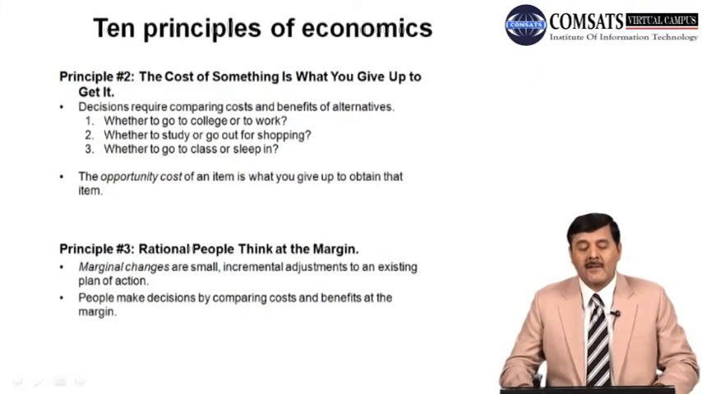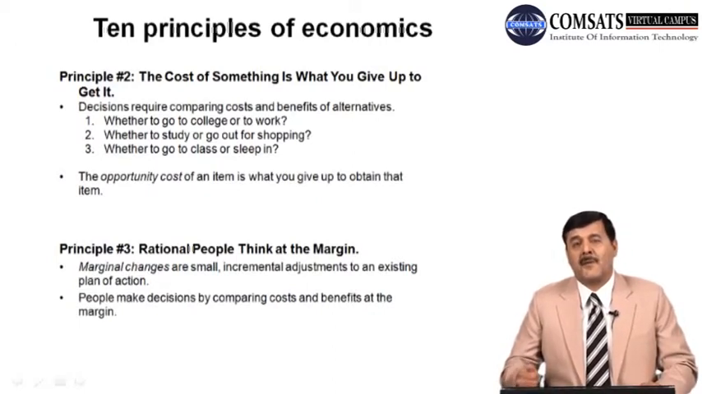Principle two: the cost of something is what you give up to get it. Here comes the concept of opportunity cost. It requires comparing costs and benefits, for example, whether to go to college or to work, whether to study or go out shopping, whether to go to class or sleep in. The opportunity cost of an item is what you give up to obtain that item. So what you are sacrificing to get something is the opportunity cost of that particular item.